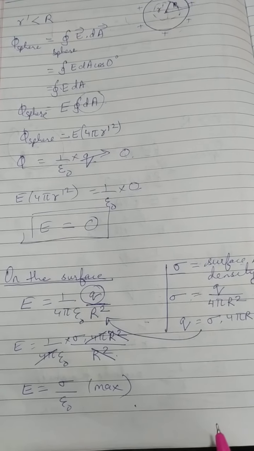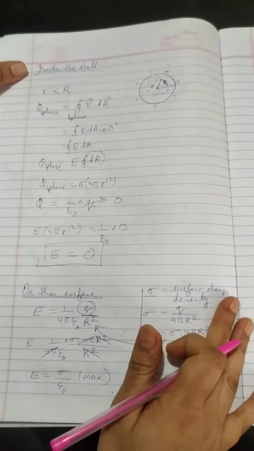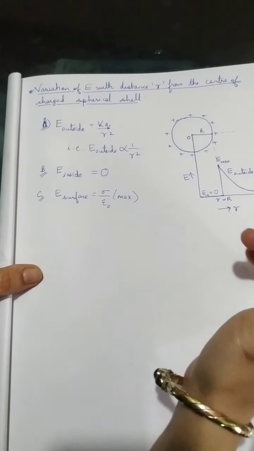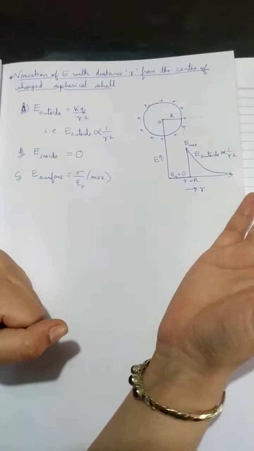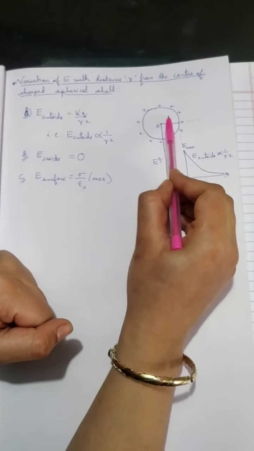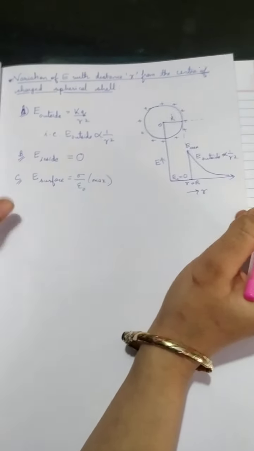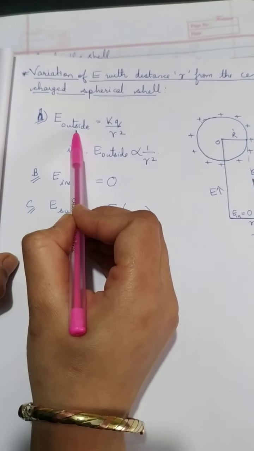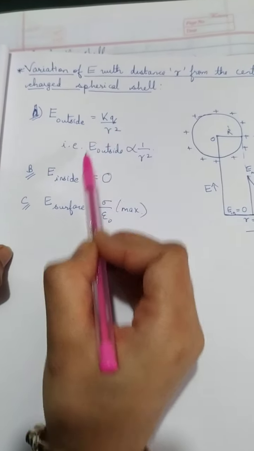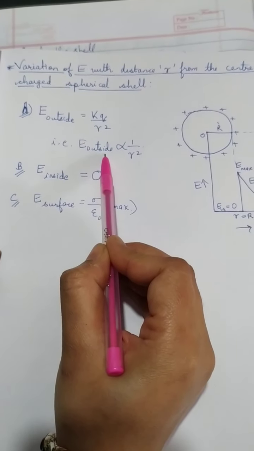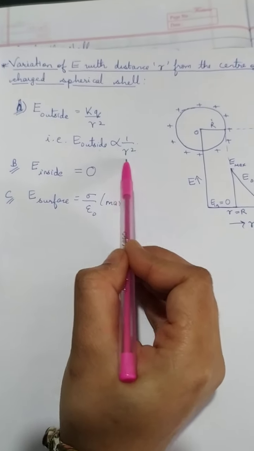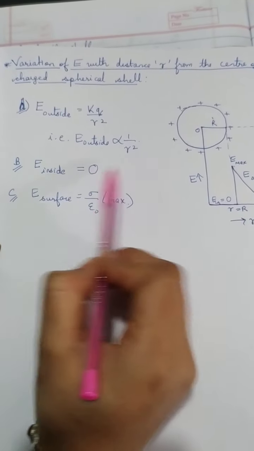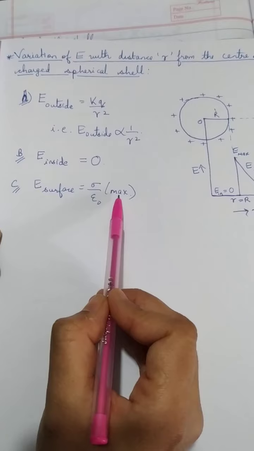Now let's compare the value of electric field intensity at the 3 points that we just calculated. One was outside the shell, one was inside the shell, and one was on the surface. Okay, now look at this. Electric field outside the shell was kq by r square. That is, electric field outside the sphere is inversely proportional to the square of the distance. It follows inverse square law. Inside the shell there is no electric field, and on the surface it is maximum.